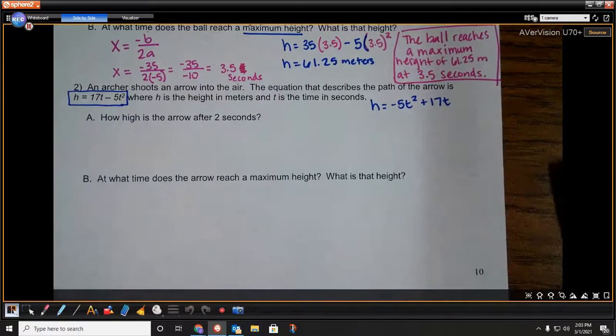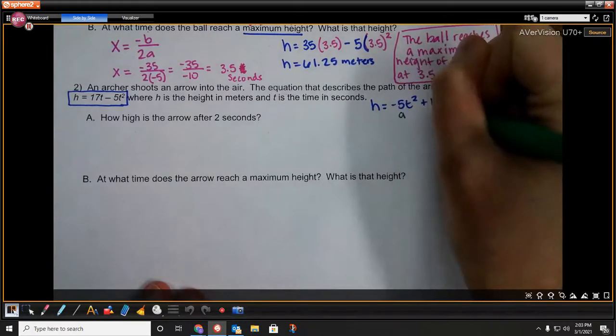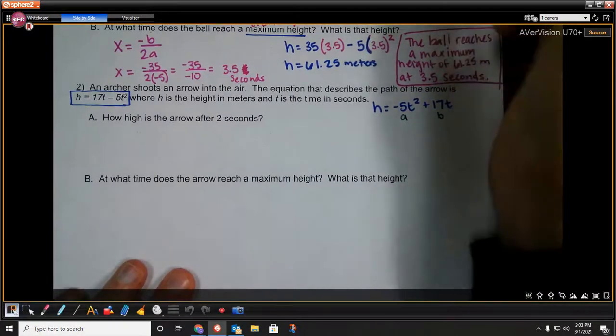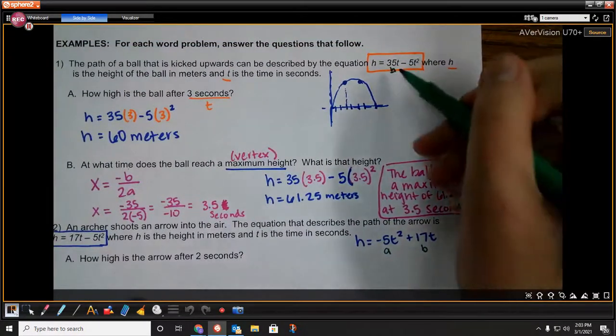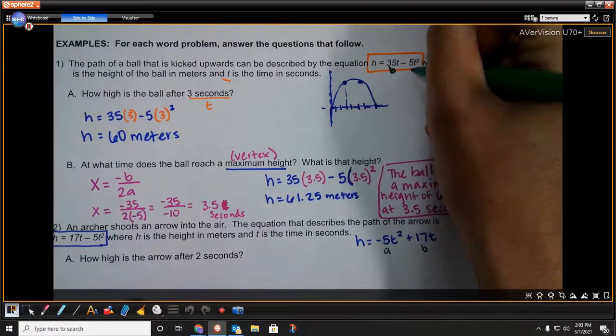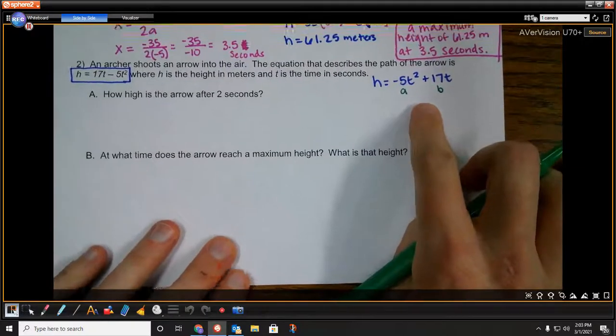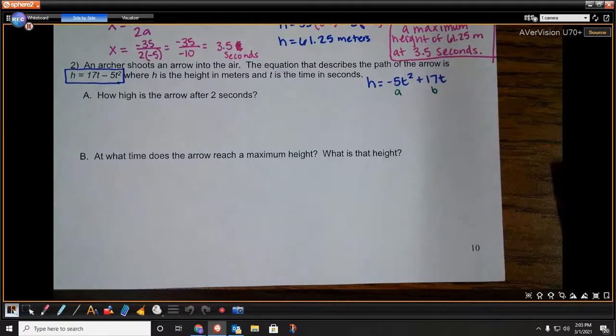So that would help us see that this would be our a value right here, and that would be our b value. Up here, on this first one, I didn't rewrite it because that 35 was our b value, and that negative 5 was our a value. So if we wanted to rewrite it like that, we could. We can solve it in both ways.